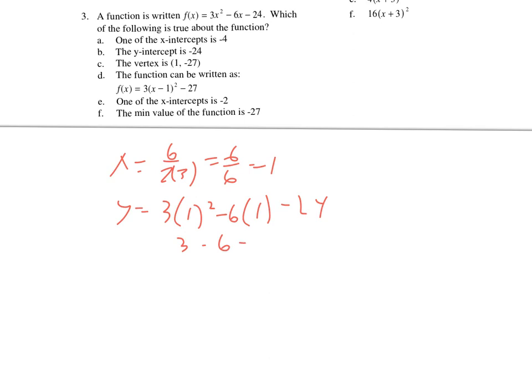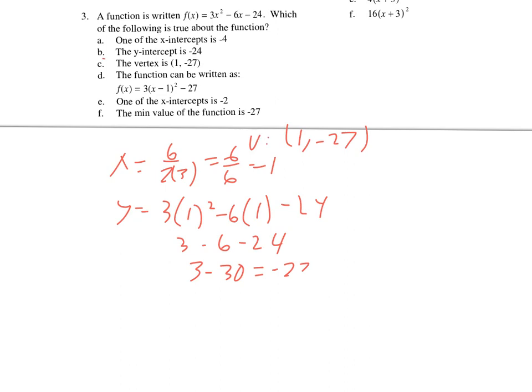All right, number 3 here is really asking me kind of everything about this quadratic. So I'm going to go ahead and find the vertex first. So we get x equals negative b over 2a. So that's 6 over 6, so that's 1. Plug that back in, find the y value. So we get 3 minus 6 minus 24. I would just do 3 minus 30 is negative 27. So I know my vertex is 1 comma negative 27.